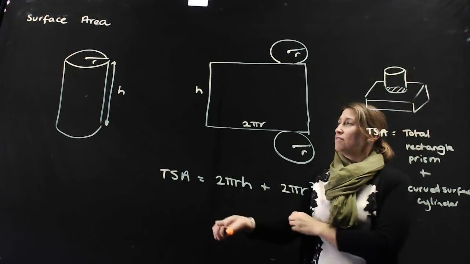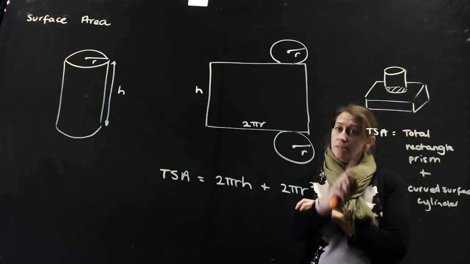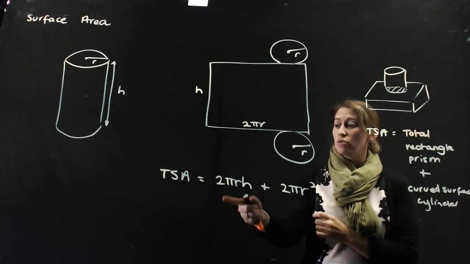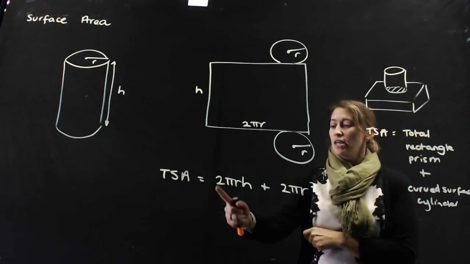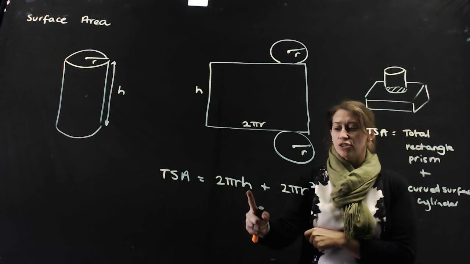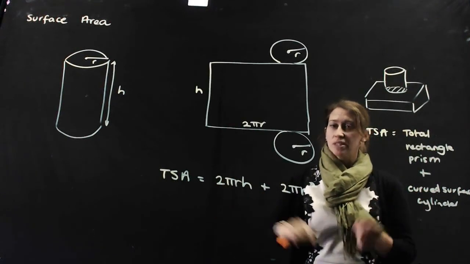And that really is an overview of surface area. Now what you need to be able to do is use these formulas and make sure that you can substitute values in for r, for h, and obviously know where your pi button is on the calculator.